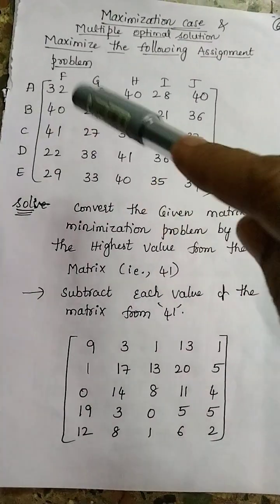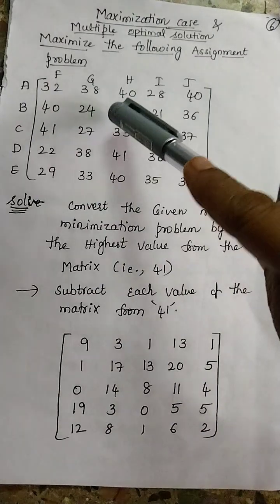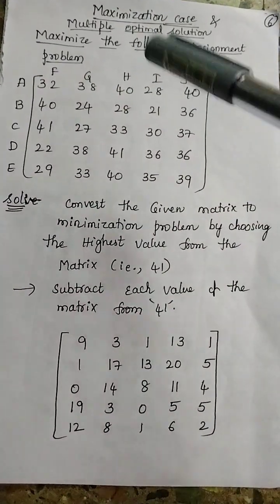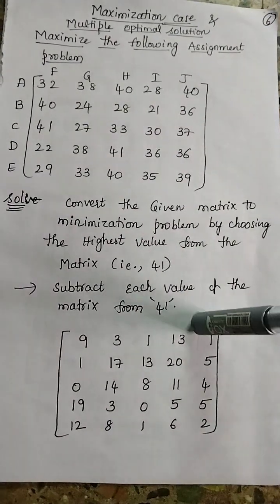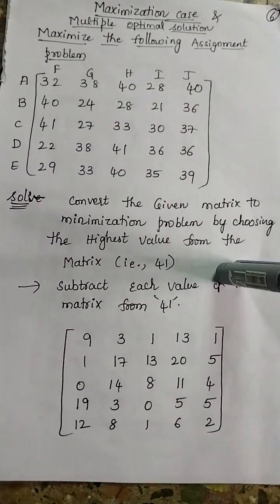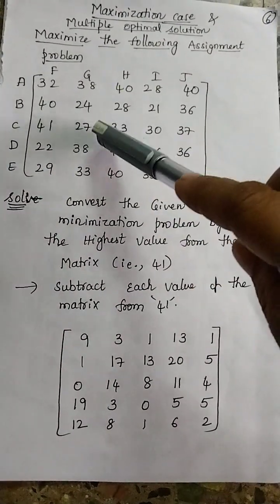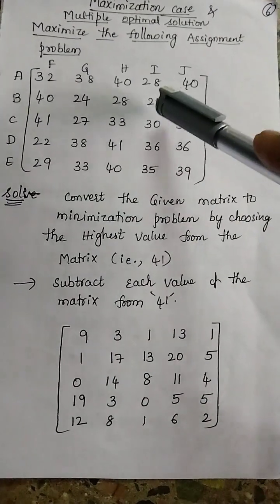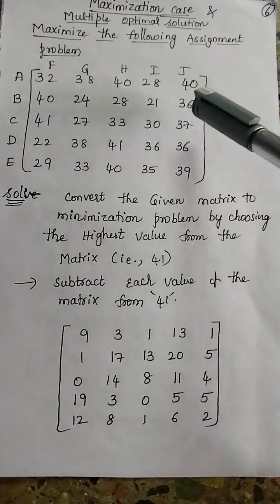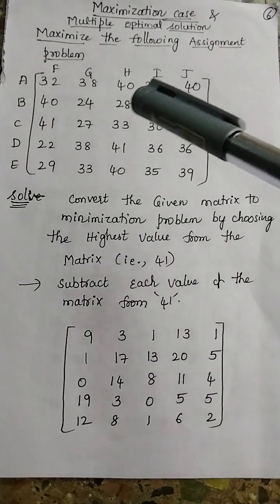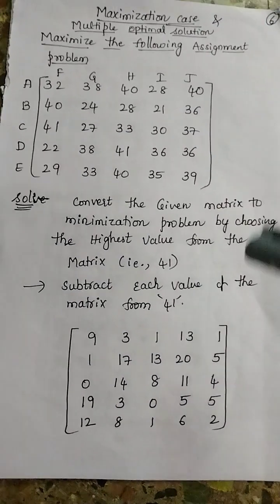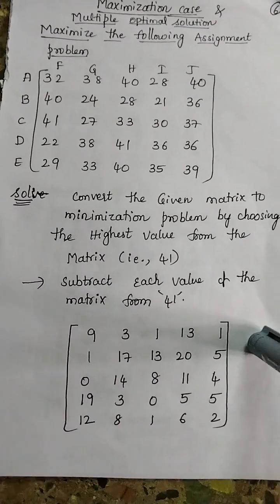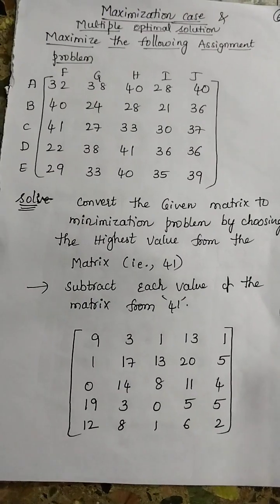So 41 minus 32, 9. 41 minus 38, 3. 41 minus 40, it's 1. 41 minus 28, it's 13. 41 minus 40, it is 1. 41 minus 40, 1. 41 minus 24, 17. 41 minus 28, 13. 41 minus 21, 20. 41 minus 36, 5. Like that you have done for the next 3 rows also. You got this matrix. So from this matrix you are going to do the row reduction.